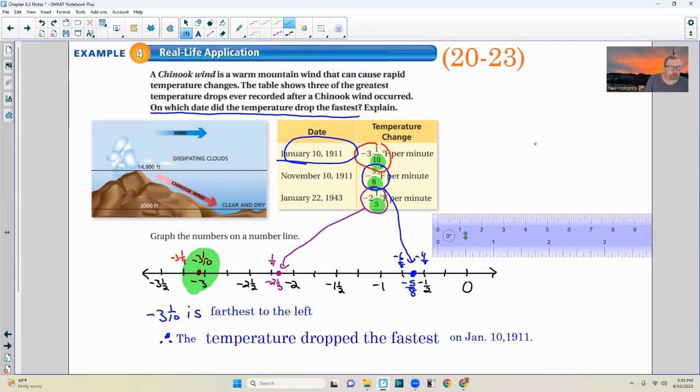So with this example being done now, you should be able to do numbers 20 through 23 on your exercises.